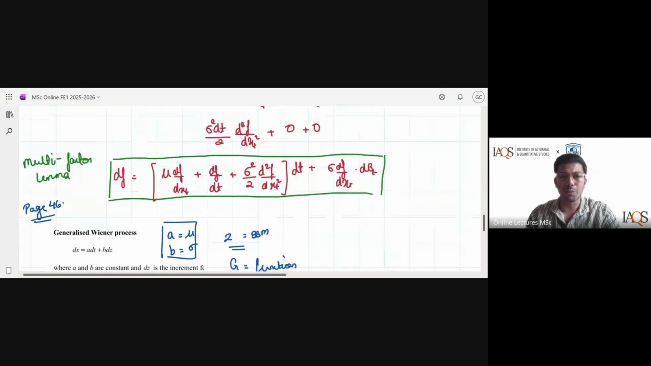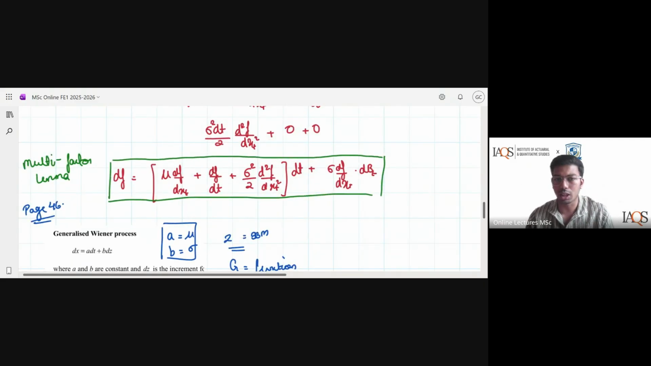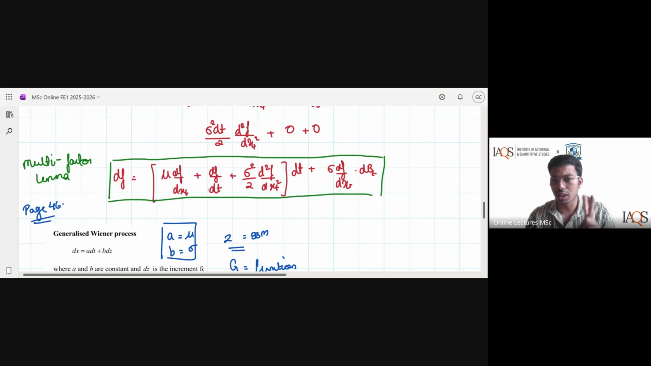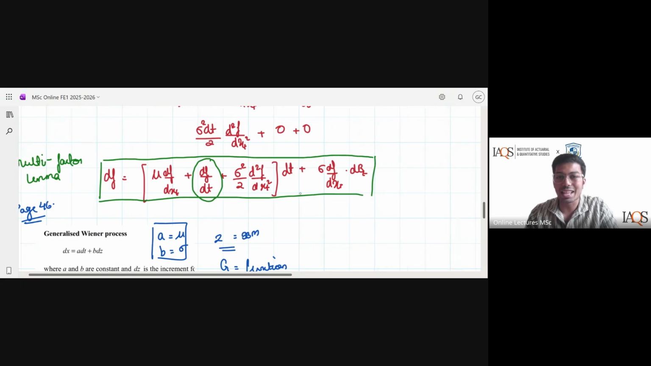Now, if you compare single factor lemma with multi-factor lemma, you all have single factor lemma with you? Copied? You all have single factor lemma with you. If you all see, the only difference between single factor and multi-factor is this term. Everything else is directly there in single factor lemma. The only term that is additional in multi-factor lemma is df by dt. And that had to be there because in multi-factor function I have time. In single factor function I don't have time.